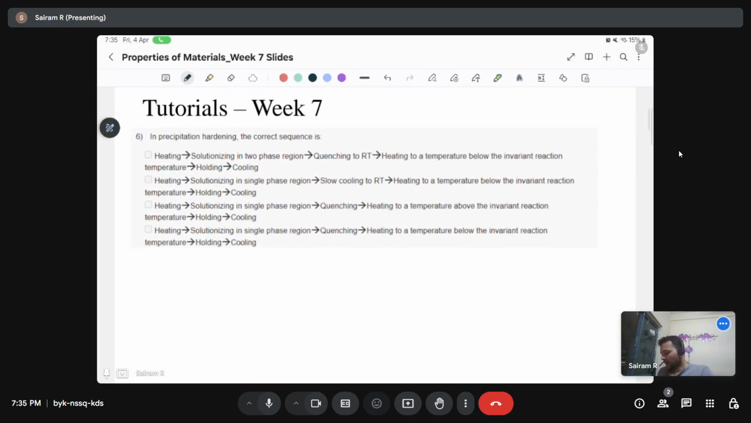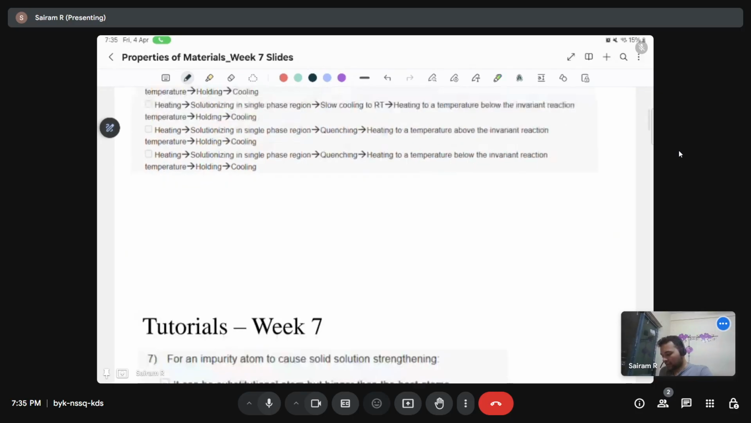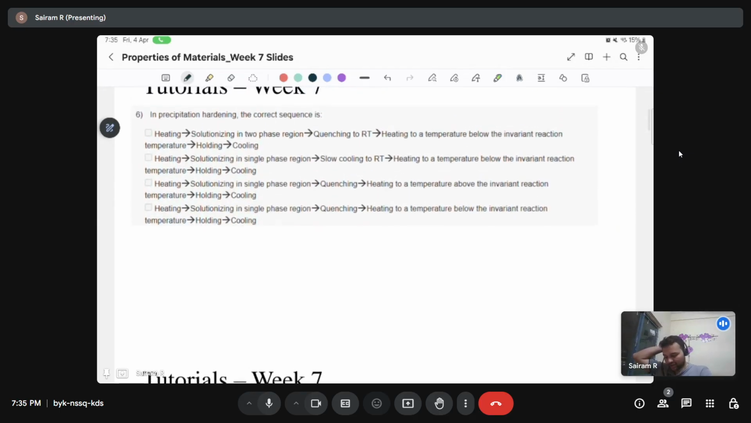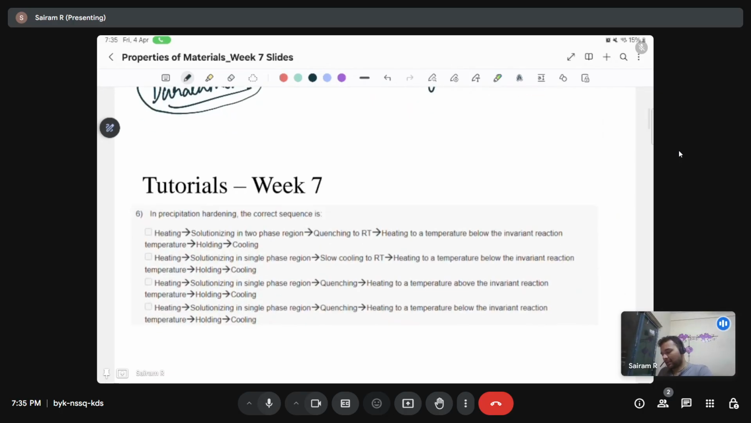Okay, moving on. The sixth question is, in precipitation hardening, the correct sequence is. I will try to fit this diagram in this particular region, but if I'm not able to, I'll probably have to take another page. How does precipitation hardening occur in the first place? We need to form precipitates.